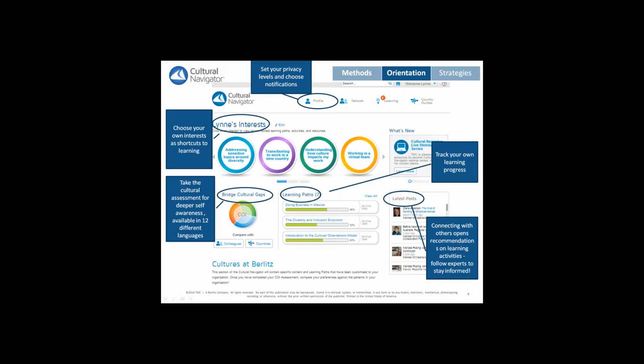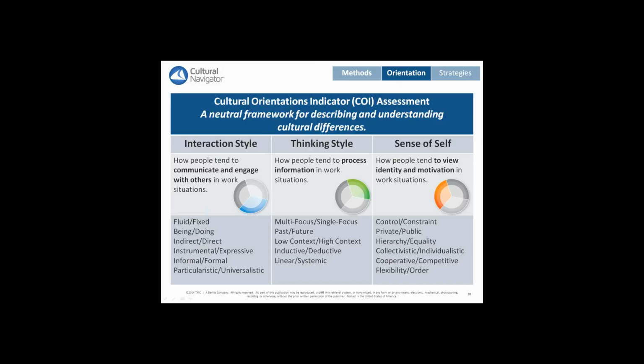The last element that I want to make sure you are able to understand is the COI, and that is the industry-leading assessment that we have within the Cultural Navigator, and it's called the COI, the Cultural Orientations Indicator. It is comprised of 83 questions, and it's available in 12 different languages, and it renders, if we can move to the next slide, a report based on a neutral framework for describing and understanding the cultural differences that you might have with others, that you might have with different geographies that you might be working with, and really is an effective tool for not only developing self-awareness, but then again developing awareness of others and developing cultural competence on a pretty interesting and global basis.